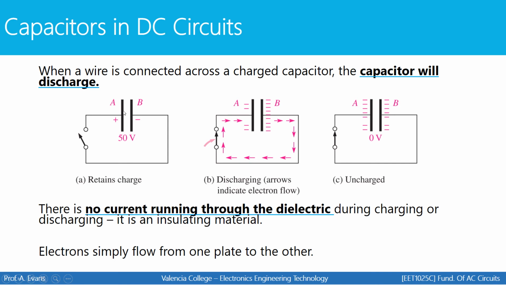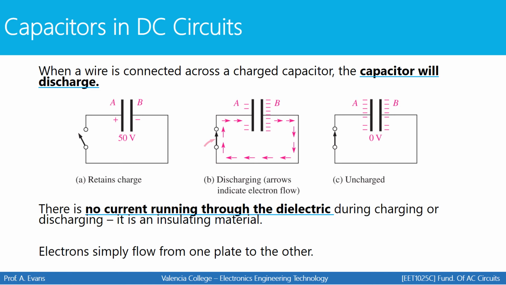So all of the extra electrons that have been stored on plate B will begin to travel back around to plate A until these two plates reach an equilibrium where the amount of charge on each plate is equal. And at that point, the capacitor is now uncharged. All of the charge that it had stored has now been distributed back across the circuit to plate A.